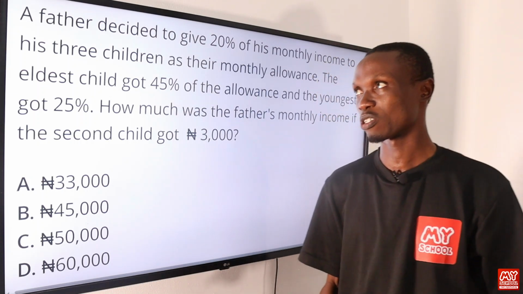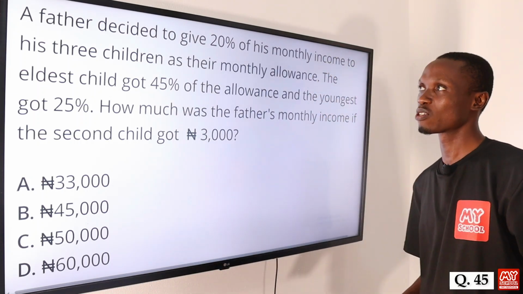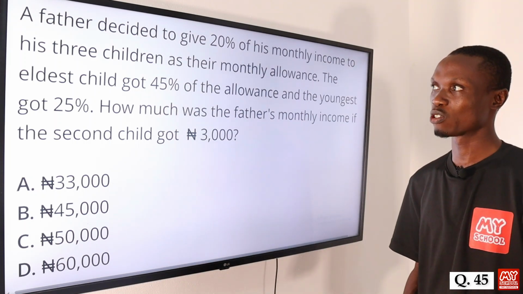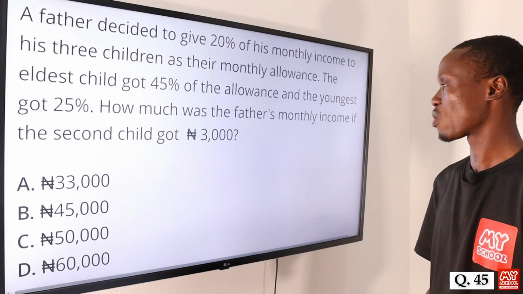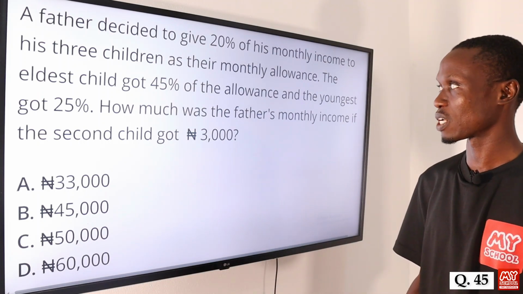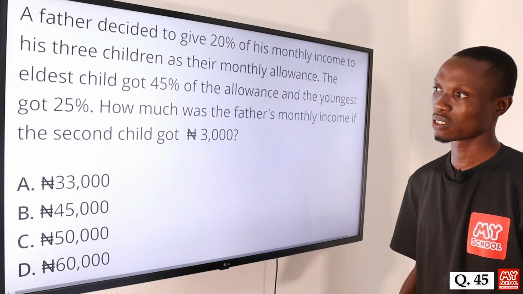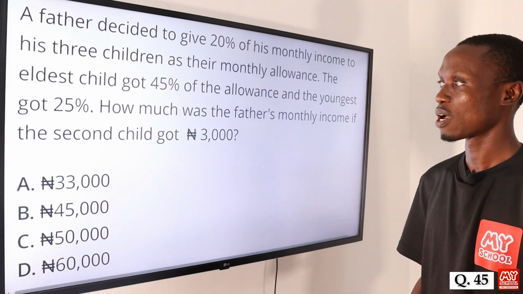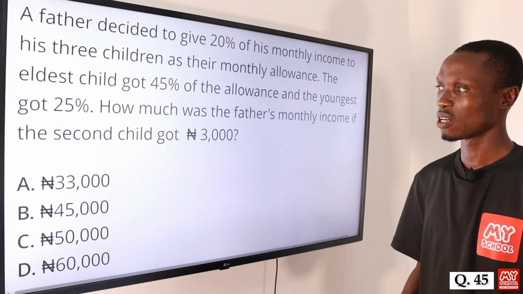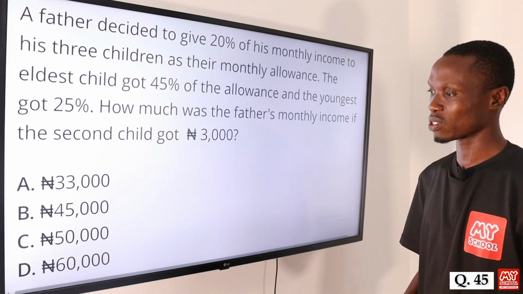Moving on to question 45. A father decided to give 20% of his monthly income to his 3 children as their monthly allowance. The eldest child got 45% of the allowance, and the youngest got 25%. How much was the father's monthly income if the second child got 3,000 naira?